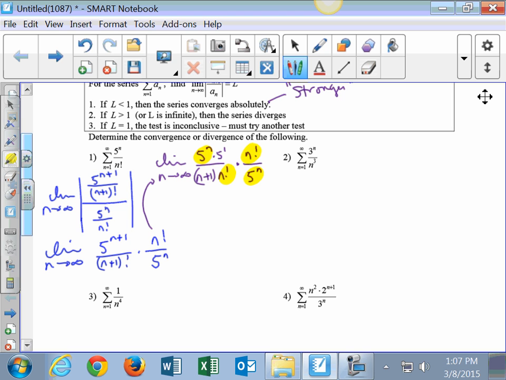So what I really have then is the limit as n goes to infinity of 5 all over n plus 1. Well, if I plug in infinity to that, I can see that that goes to 0. So my question is 0 less than 1? Yes, it is. So we know it's going to converge absolutely.